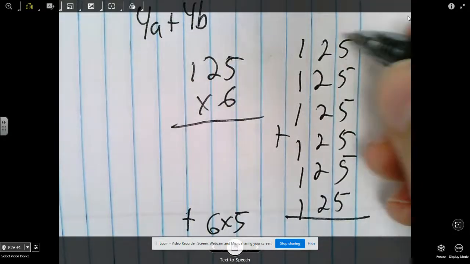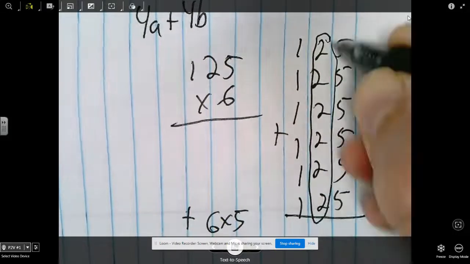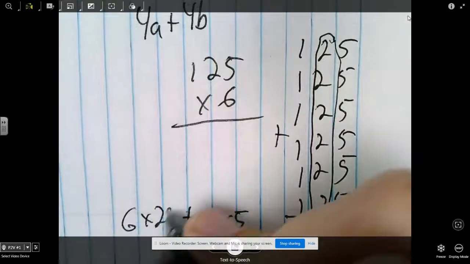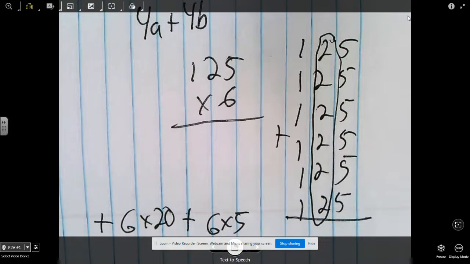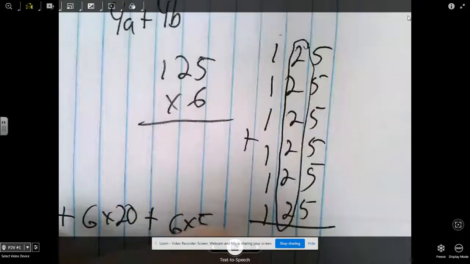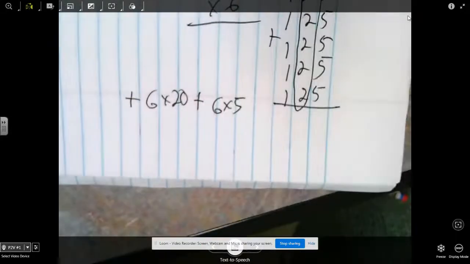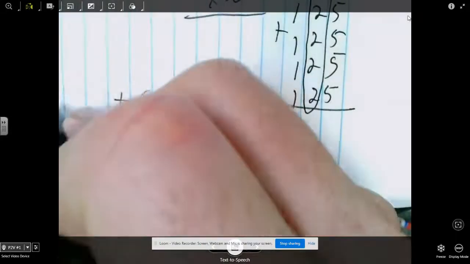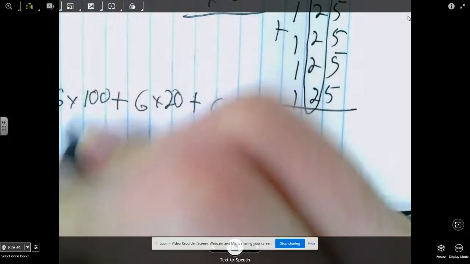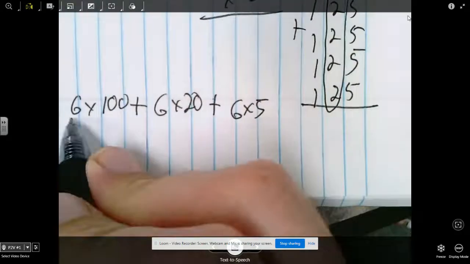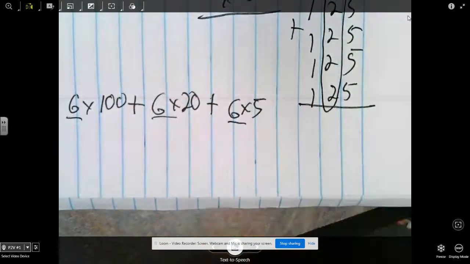And then I have 6 groups of 20. And then finally, I have 6 groups of 100. So I distributed my 6 to each one of the place value groups.